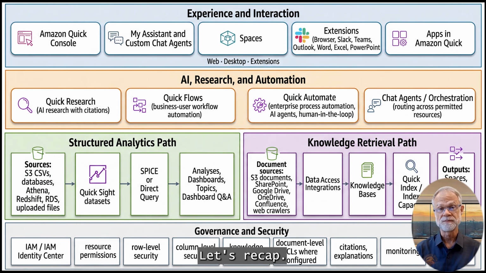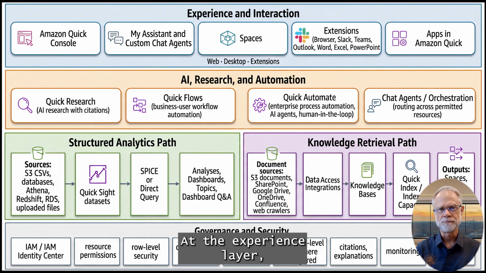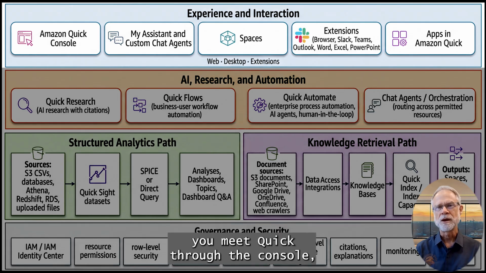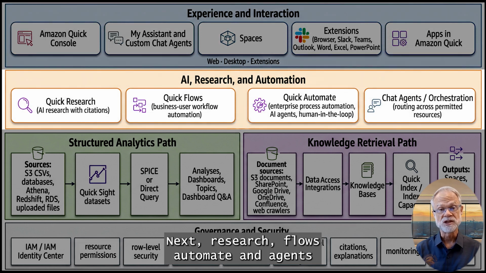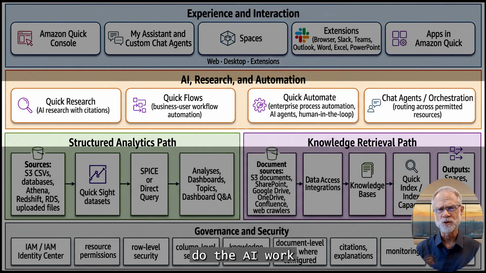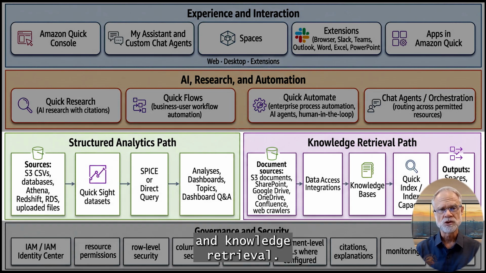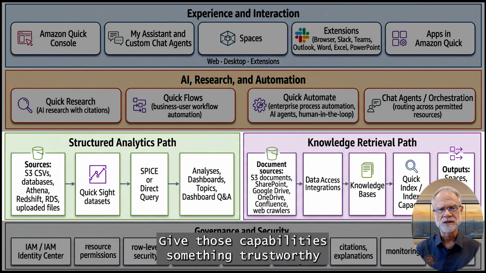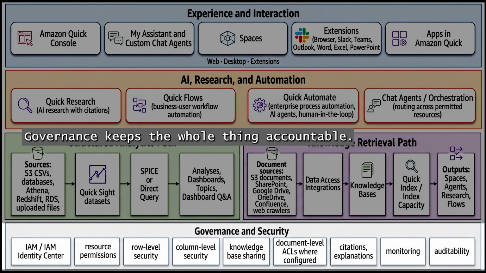Let's recap. We walked the Amazon Quick architecture from the top down. At the experience layer, you meet Quick through the console, chat agents, spaces, extensions, and apps. Next, research, flows, automate, and agents do the AI work. Underneath, structured analytics and knowledge retrieval give those capabilities something trustworthy to work with. And across the bottom, governance keeps the whole thing accountable.